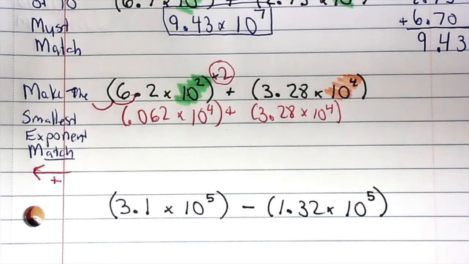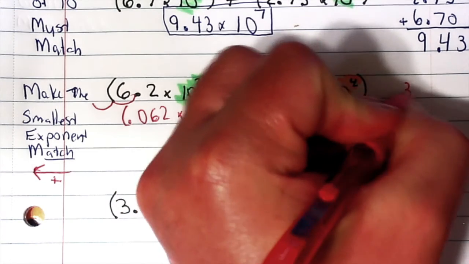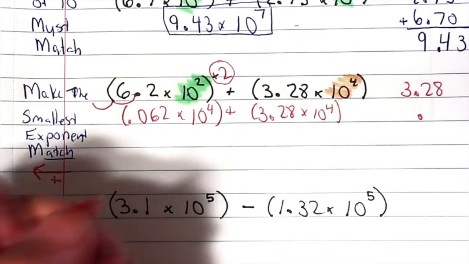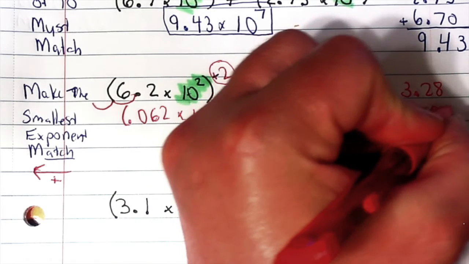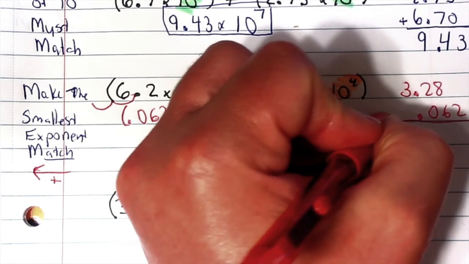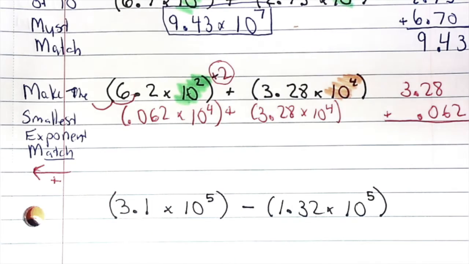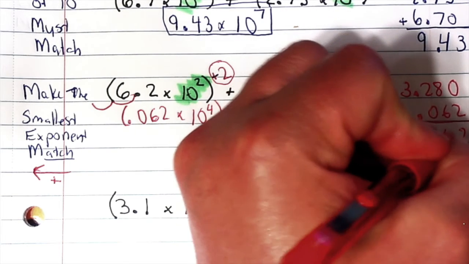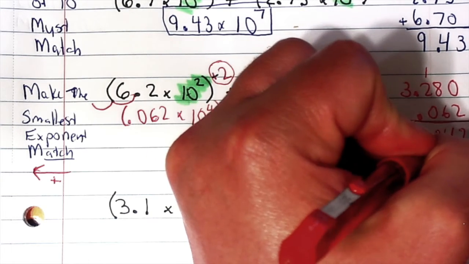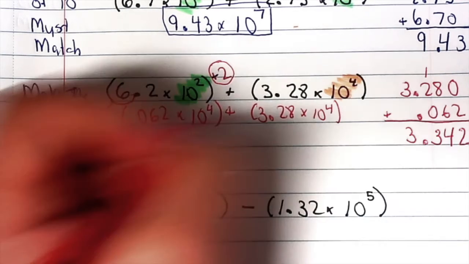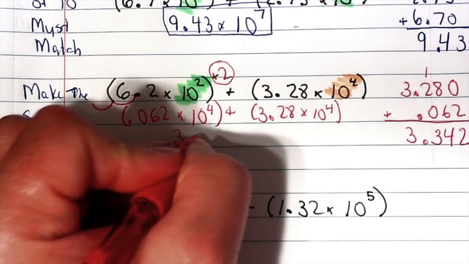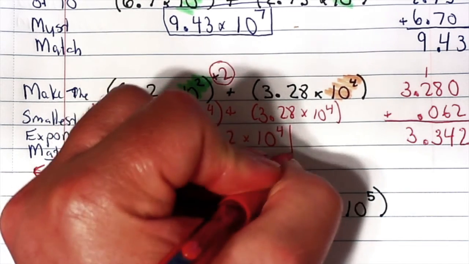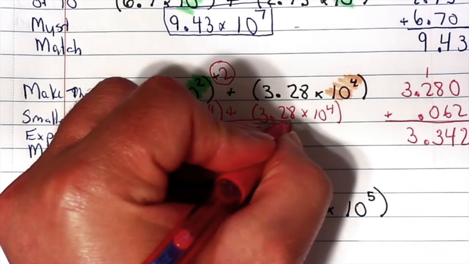Now I just need to add the two numbers. 3.28, again I line up by the decimal point, 0.62. Now I'm going to add the 0 here. I go 2, 14, carry the 1, 3, bring the decimal down, 3. So it becomes 3.342 times 10 to the 4th.